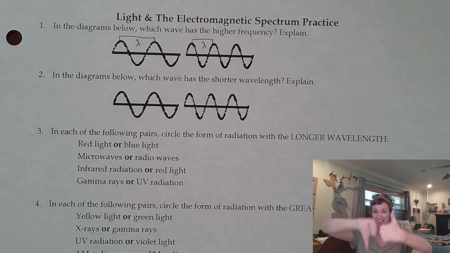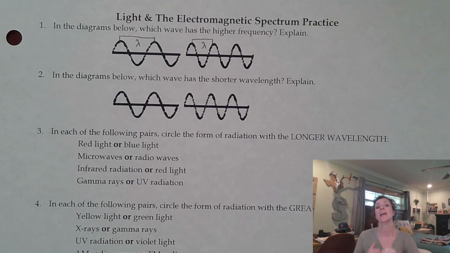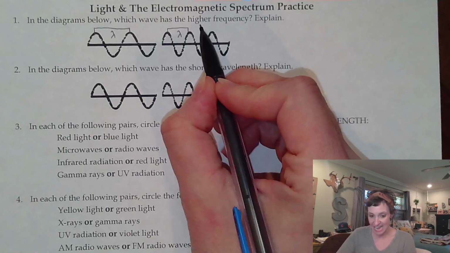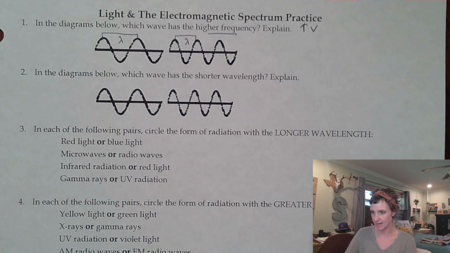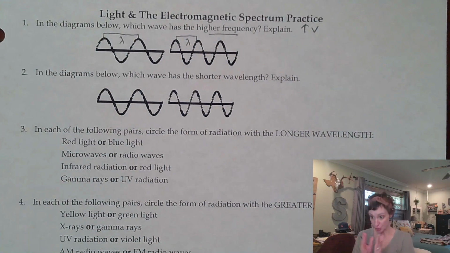Because remember, in our calculation equation, when I multiply both of those things together, you always have to equal the speed of light, that constant of 3 times 10 to the 8th meters per second. So what that means is the one that has the higher frequency, remember, higher frequency means a shorter wavelength, okay?